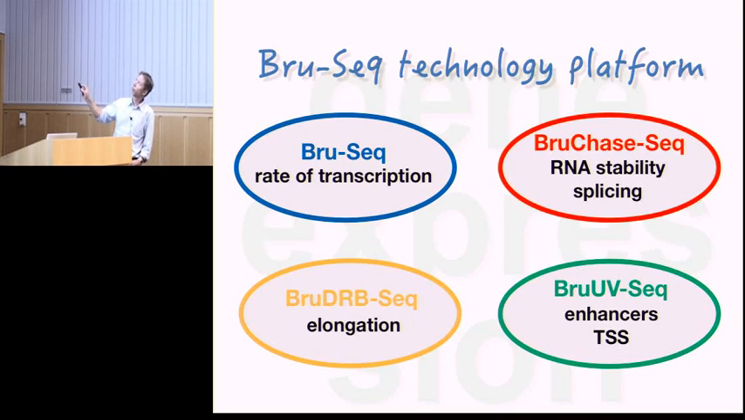And then also we can look at what happens to RNA over time in terms of turnover, and as I showed you, when you look across different cell types, there's a very different setting between rate of transcription and rate of stability to reach homeostasis. So the cells can play with these two variables in different ways. The BruDRB-seq looked at elongation rate of transcription. And finally, the BruUV-Seq, where we can enhance for reads from the beginning of genes and capture eRNA.